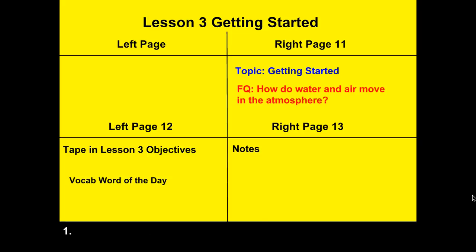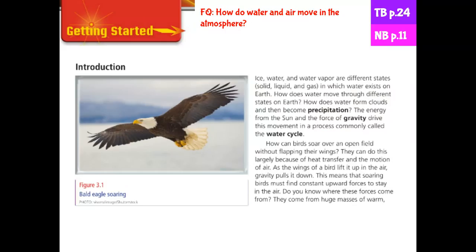Lesson 3, Getting Started. We are on pages 11, 12, and 13, the 3 pages we use to get our unit ready. On page 11, you should have the topic Getting Started. And our focus question for Lesson 3 is, how do water and air move in the atmosphere? You will tape Lesson 3 objectives on page 12, and on page 13 will be your notes, including your vocabulary.